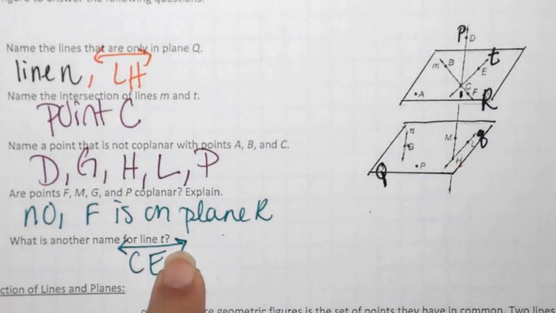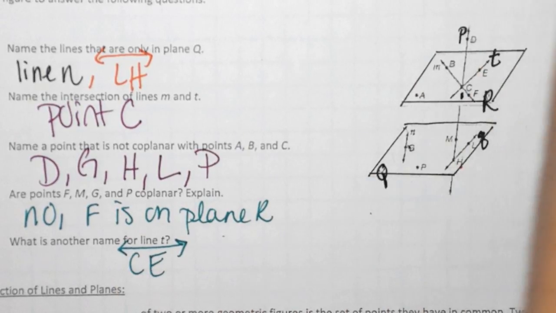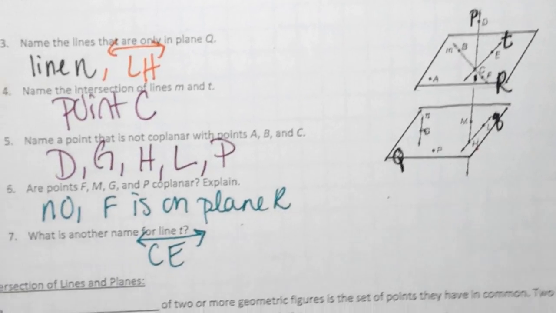Now, do I have to put the arrows on the end of my line above CE? Why? Because they go on forever. And if I don't put it, what's it called? That's a totally different thing. Does anybody have any questions before we move on?